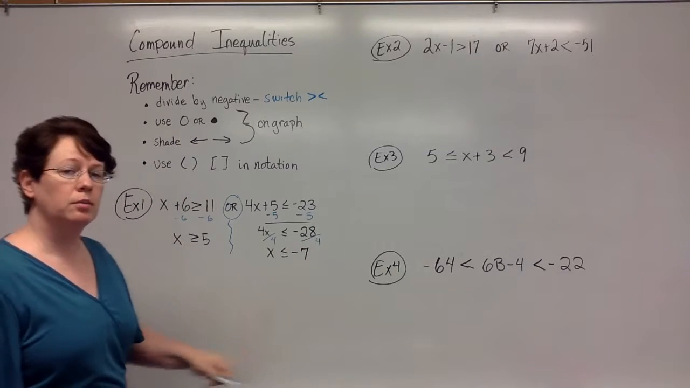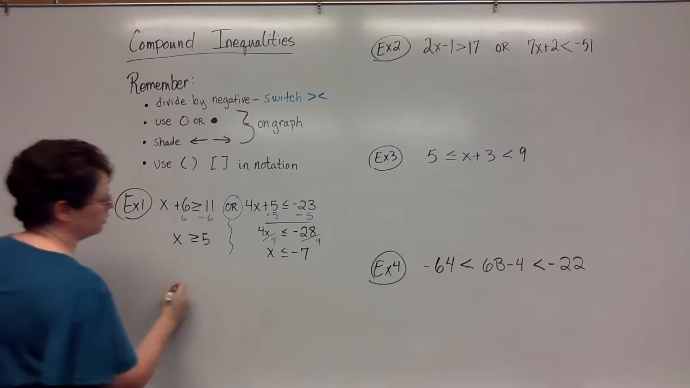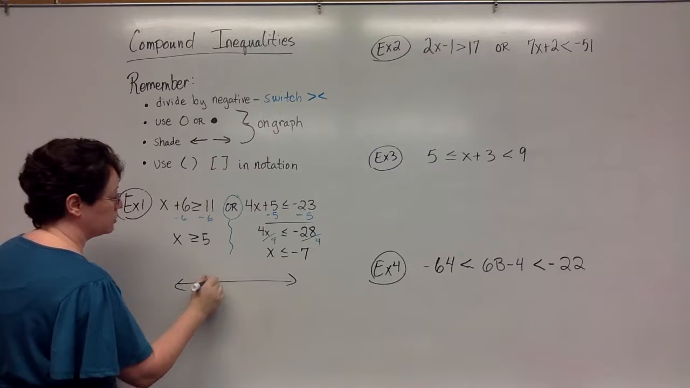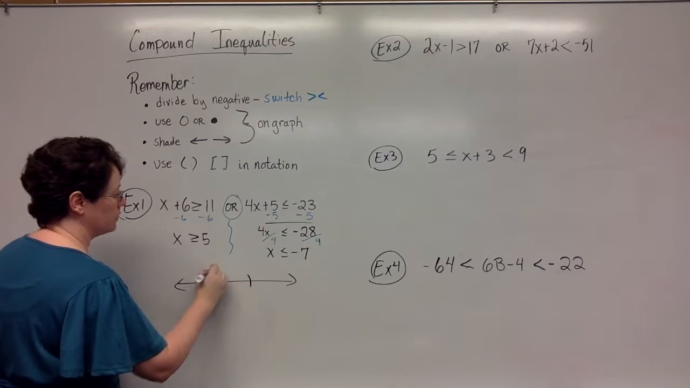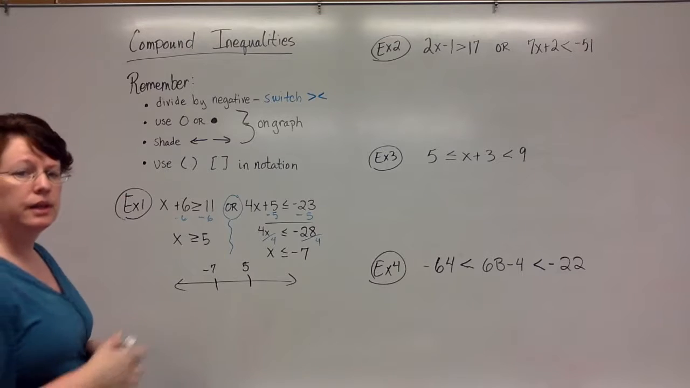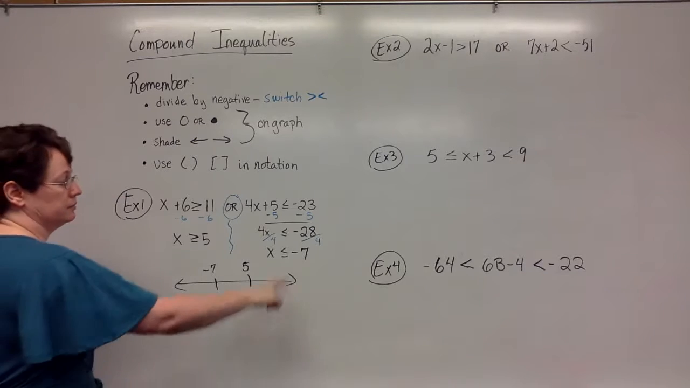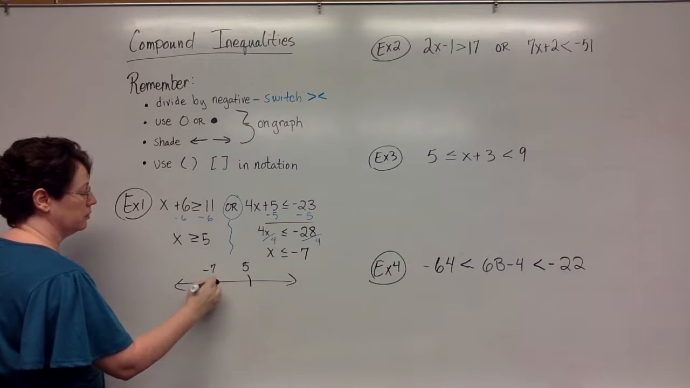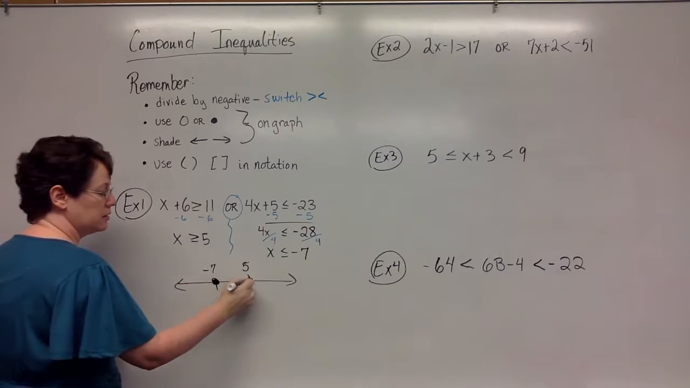So now here's where our number line comes in. We draw a cute little number line. We're going to put them in order. Remember, the smaller number goes on the left, so negative 7 is on the left, 5 is on the right. Now, what kind of dot is the negative 7 getting? It's a solid dot because it has an equal to. The 5 gets a solid dot because it has an equal to.